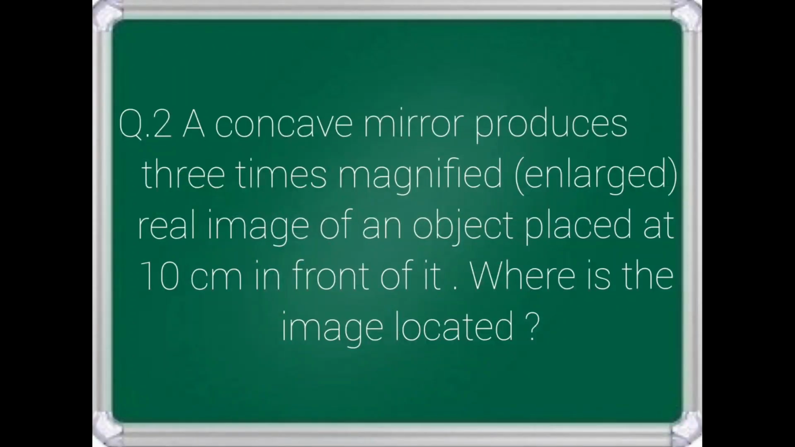Question 2. A concave mirror produces 3 times magnified enlarged real image of an object placed at 10 cm in front of it. Where is the image located? Given terms in the question, it is a real image, that's why magnification is 3 with a negative sign, and the object distance is given 10 cm, which is always negative.